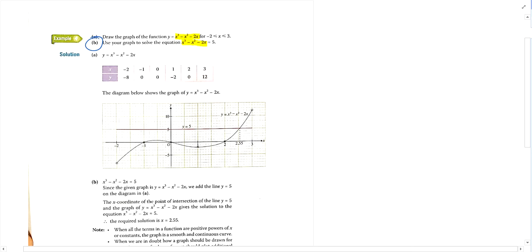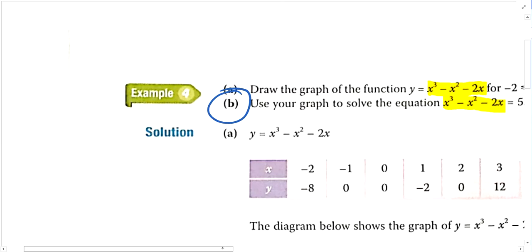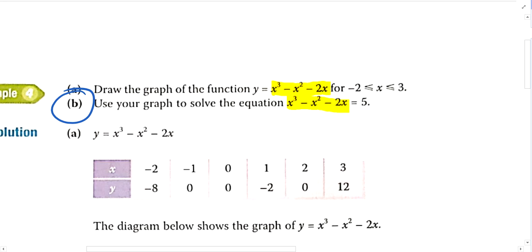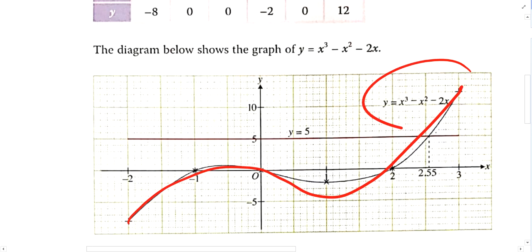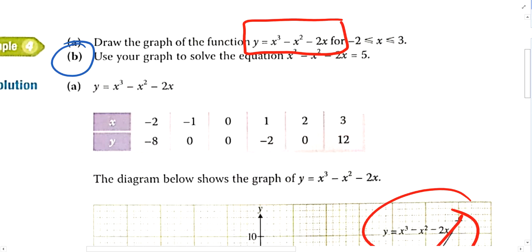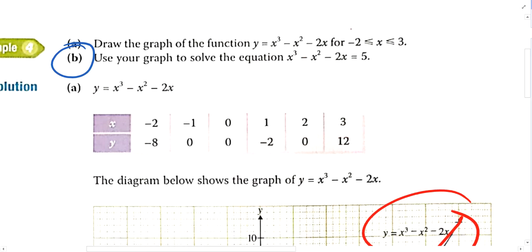Here we have example 4. We already have the graph of y equals to x cubed minus x squared minus 2x. That is the curve you see over here. This is the one. Now we are supposed to use the graph to solve the equation x cubed minus x squared minus 2x equals to 5. Hey, no more y already. What do you have to do now?